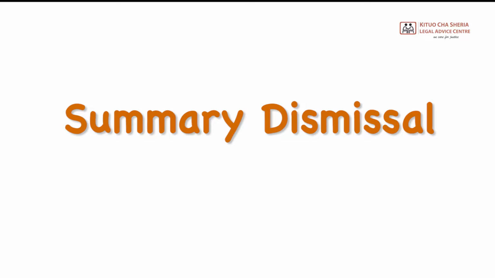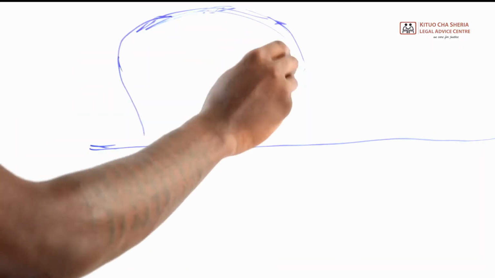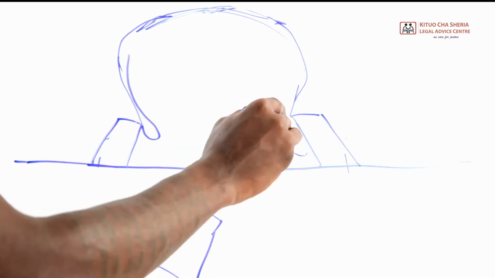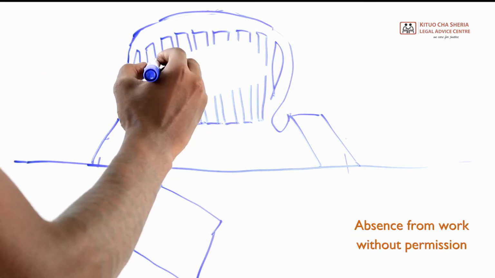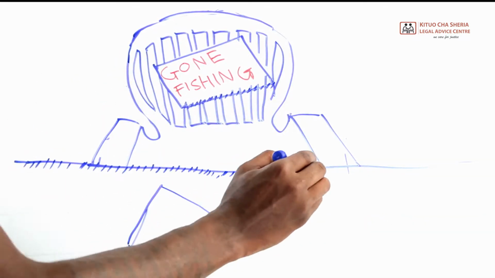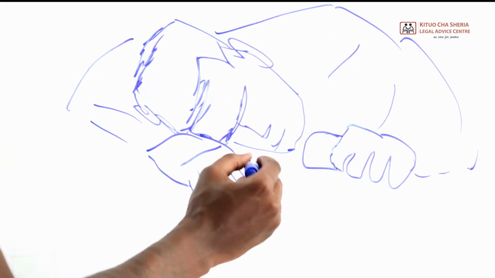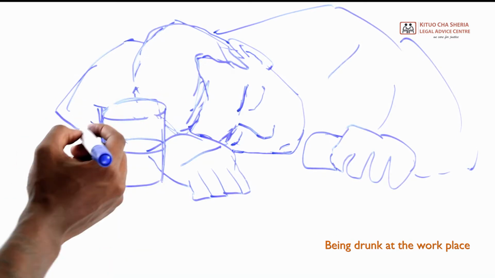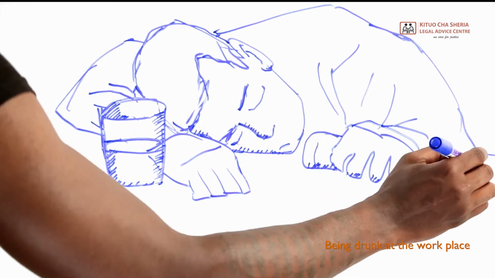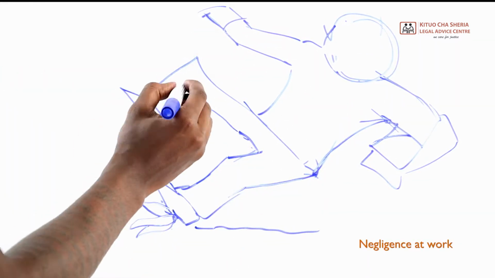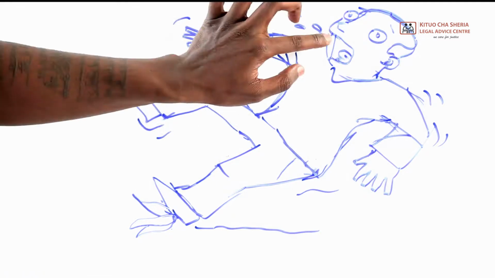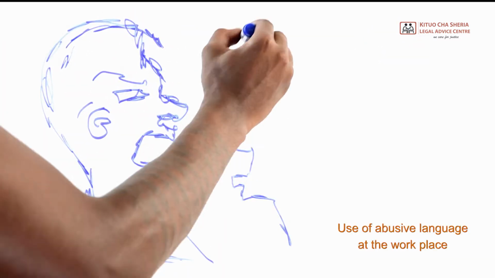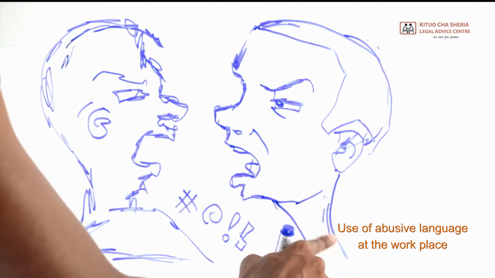Summary dismissal. An employee may be summarily dismissed for gross misconduct. Gross misconduct includes: 1. Absence from the workplace without permission. 2. Being drunk at the workplace. 3. Neglecting to perform any assigned work. 4. Use of abusive language or behavior in the workplace.